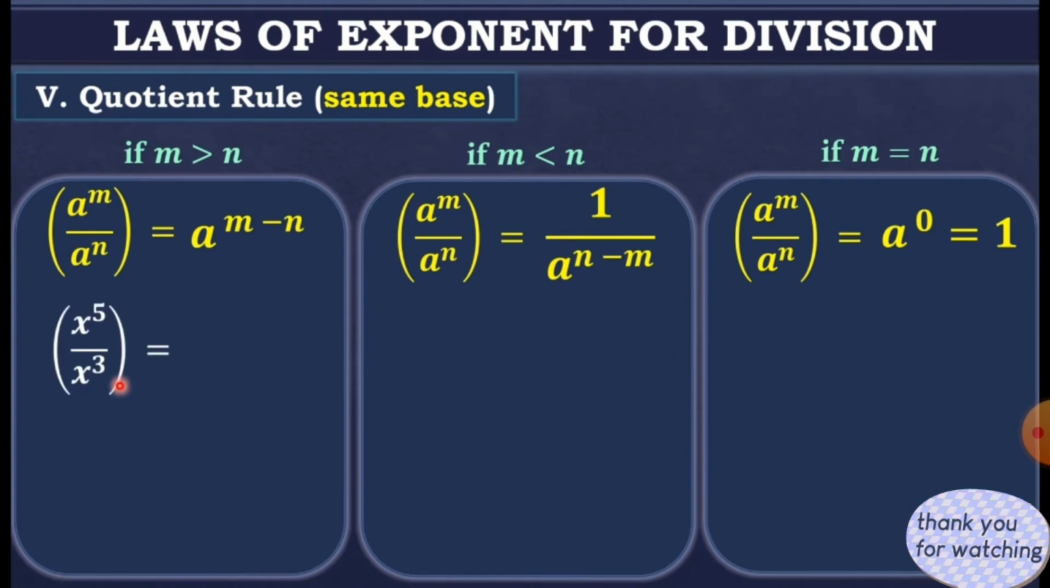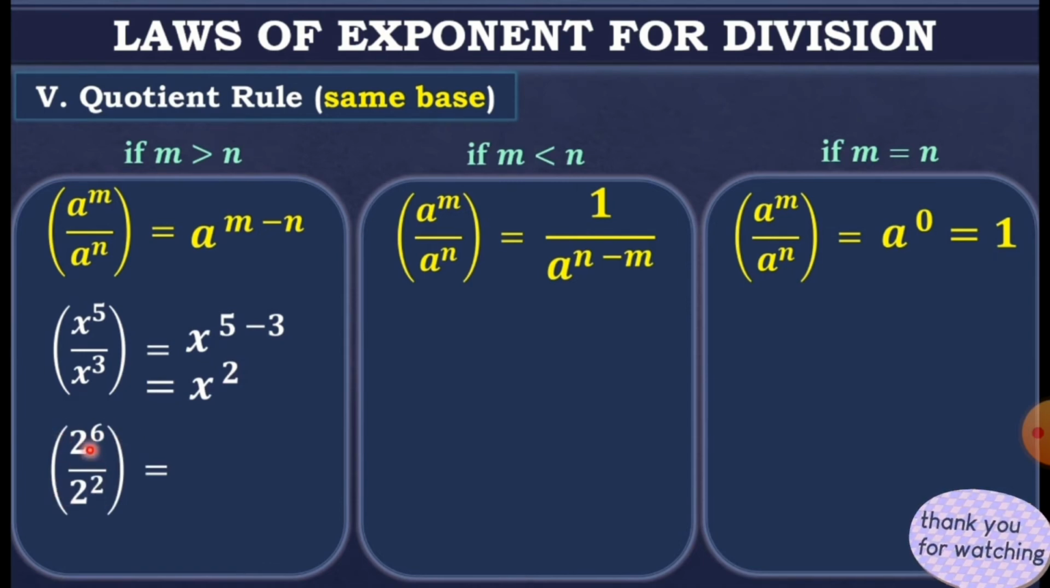Okay? Have examples. So, here, you can see mas malaki yung exponent ni numerator kaysa ni denominator, so we just simply subtract. So, the answer is x squared. Okay? Next example, we have 2 to the 6th power over 2 square. Then, mas malaki yung exponent sa numerator kaysa denominator. So, we just simply subtract again. So, copy the common base 2 and then subtract. 6 minus 2. So, that's the exponent. So, the answer is 2 raised to the power of 4. That's the answer. But since we can simplify, then the answer is 16.